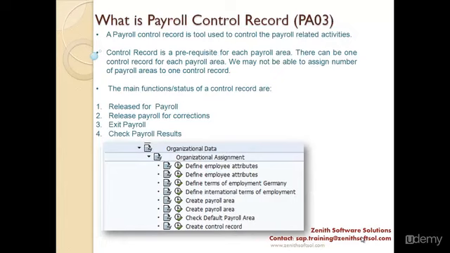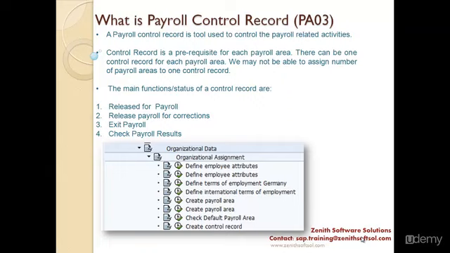We understand two things. Payroll is one thing, control is second thing. So payroll control record is a tool used to control the payroll related activities. Now you might be thinking, what are the activities in the payroll? So let's see. Control record is a prerequisite for each payroll area. Without having a control record for a payroll area, you cannot run the payroll.